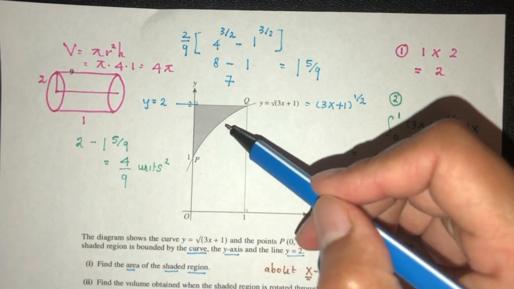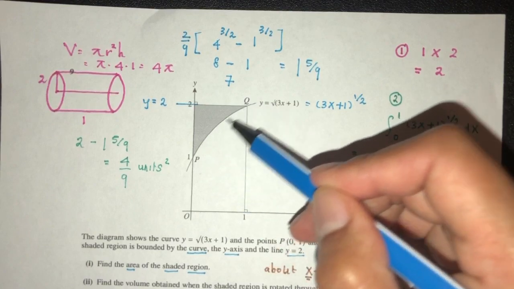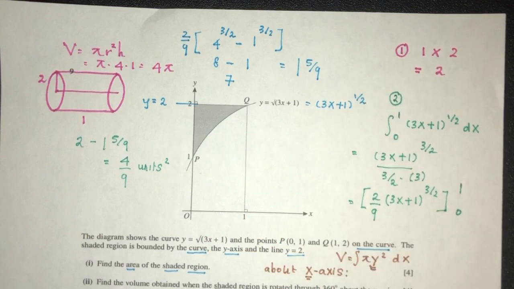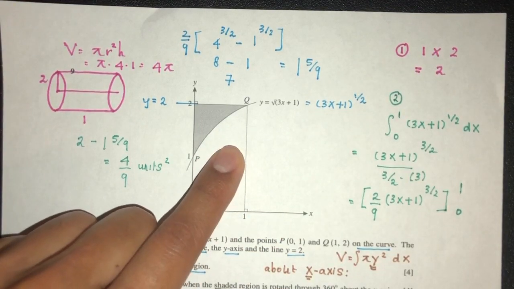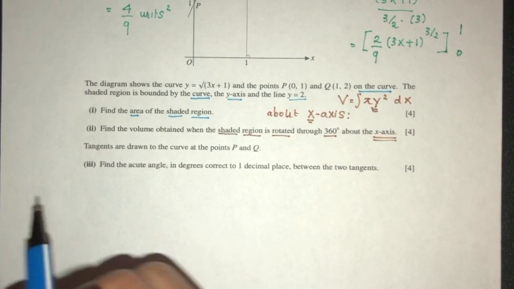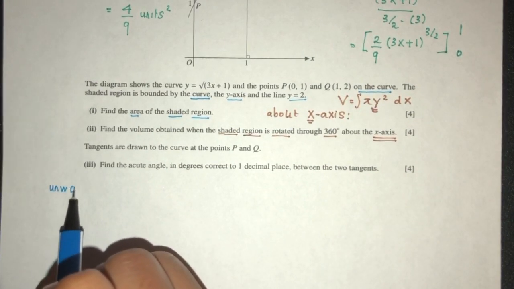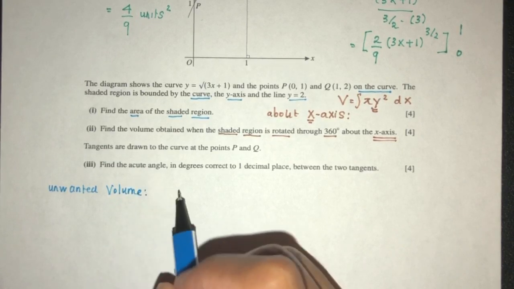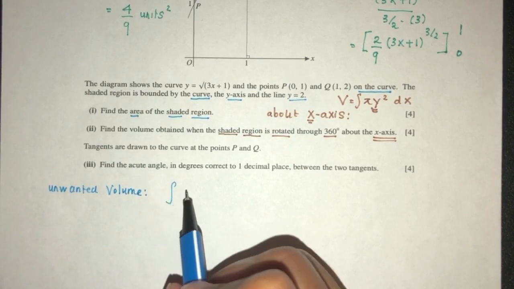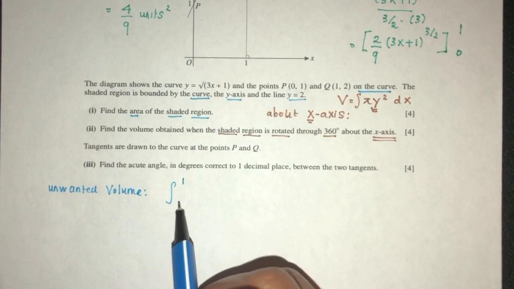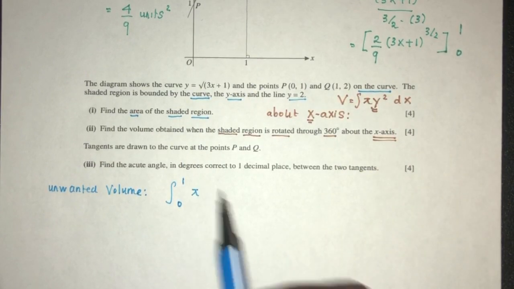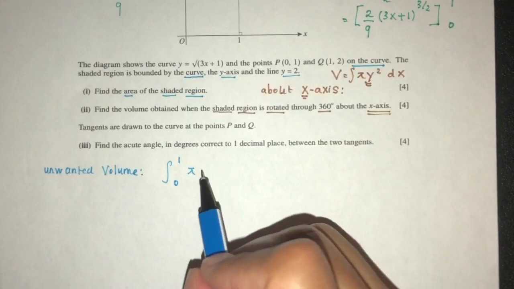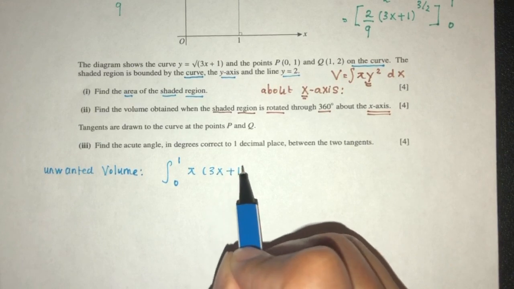Now, we don't want the volume that is below the curve that is rotated about this object. So we have to minus that volume. That volume will be found pretty easily by using your formula. So the unwanted volume, that will be, limits is obviously 1, 0. Pi is pi. Now what is y squared? Y is this value squared. That will cancel out. You will have 3x plus 1 with respect to dx.